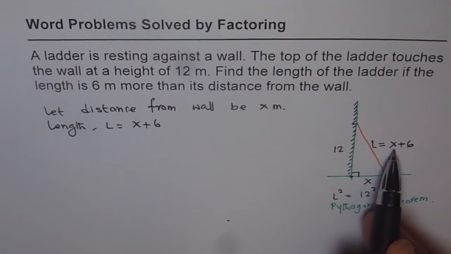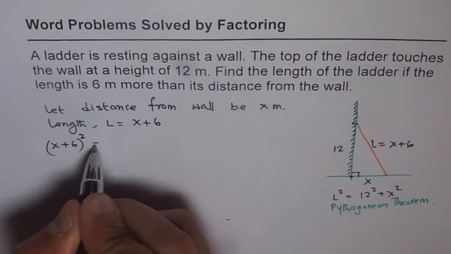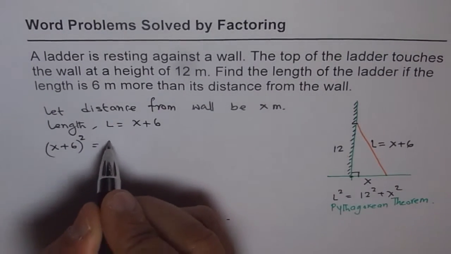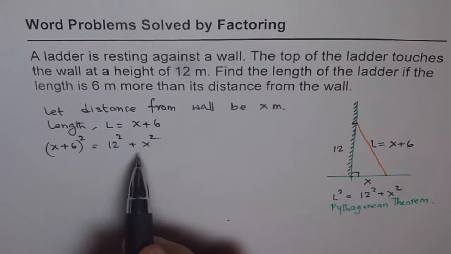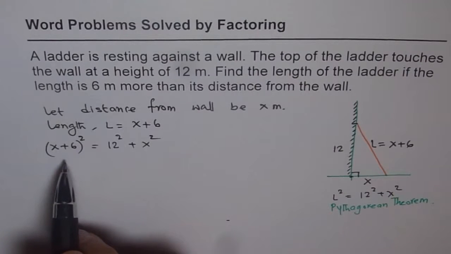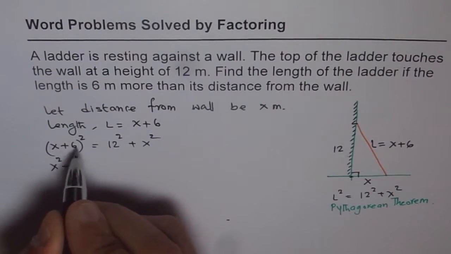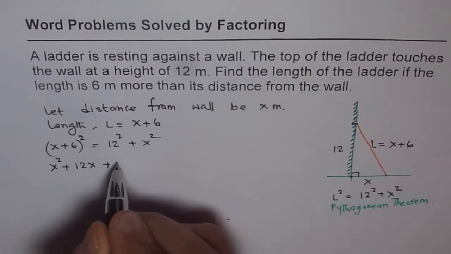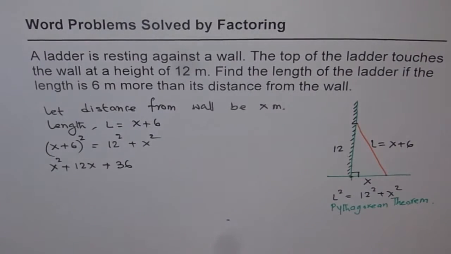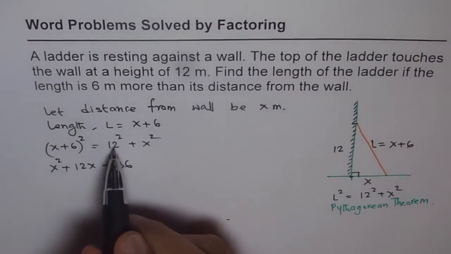We know what L is. L is 6 plus x, or x plus 6. So we can write here x plus 6 whole square, that is the hypotenuse, equals 12 square plus x square, correct? Now we can bring all the terms to one side and then solve. So we can expand this. This gives us x square plus 2 times ab, which is 12x, plus 6 square, which is 36, right? So that is the expansion of x plus 6 whole square. And now we can bring these terms to the left.